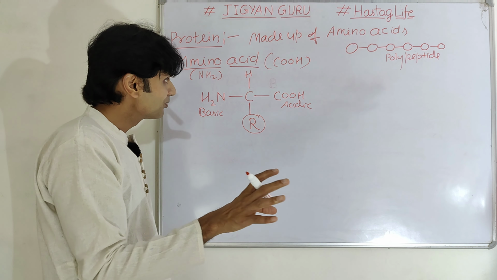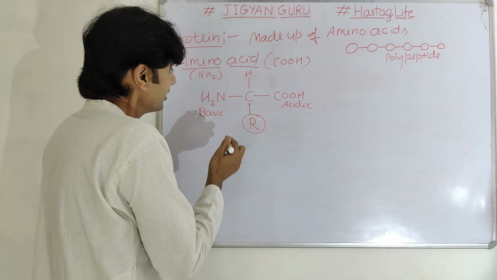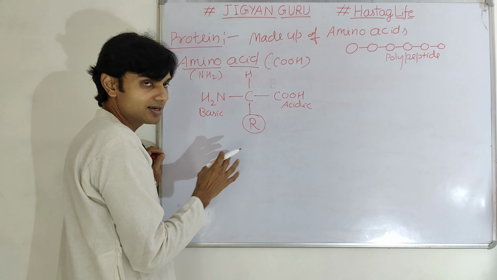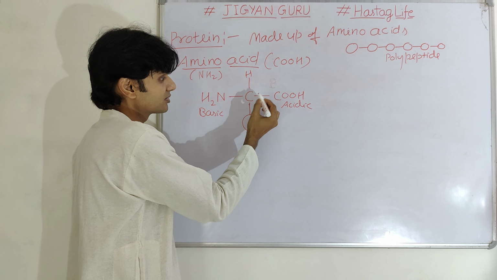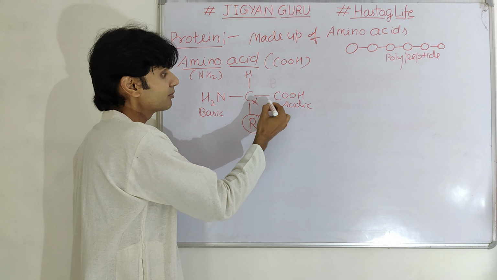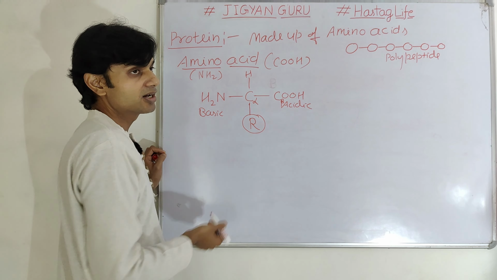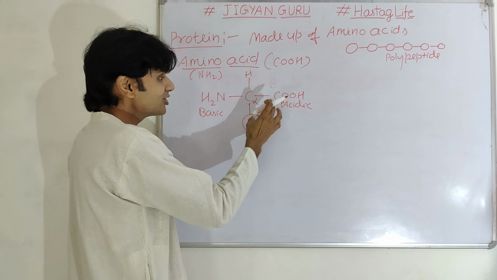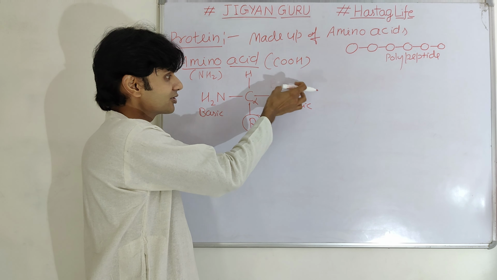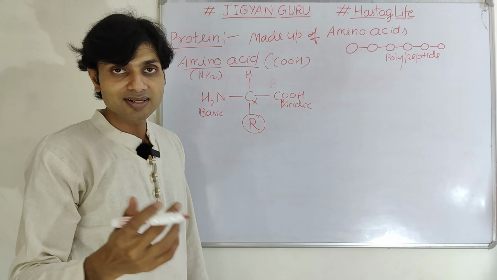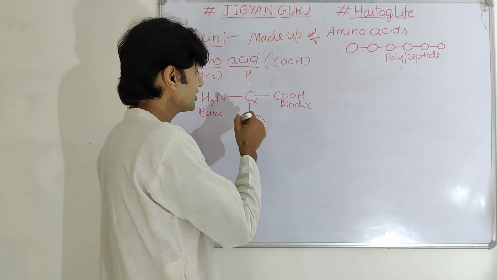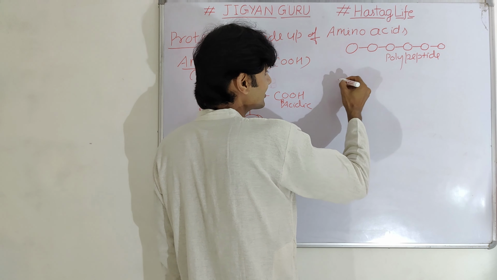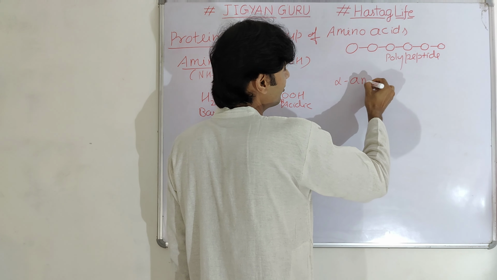Okay, now understand this thing. If we exclude any carbon present in the R group, there are two carbons: this is the alpha carbon and this is the beta carbon. Now because all the functional groups, like the amine group, this hydrogen, the COOH and this R group, are attached to the alpha carbon, these amino acids are termed alpha amino acids.